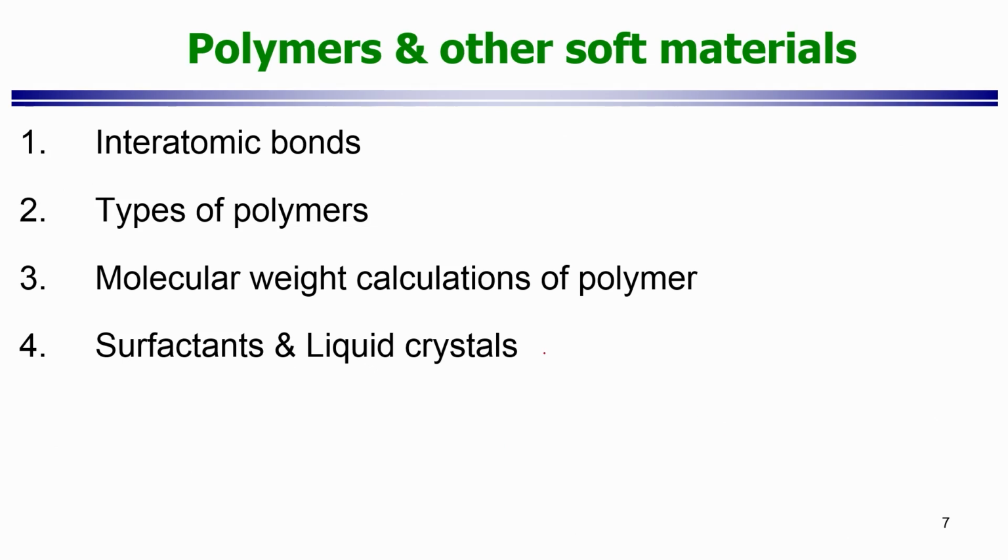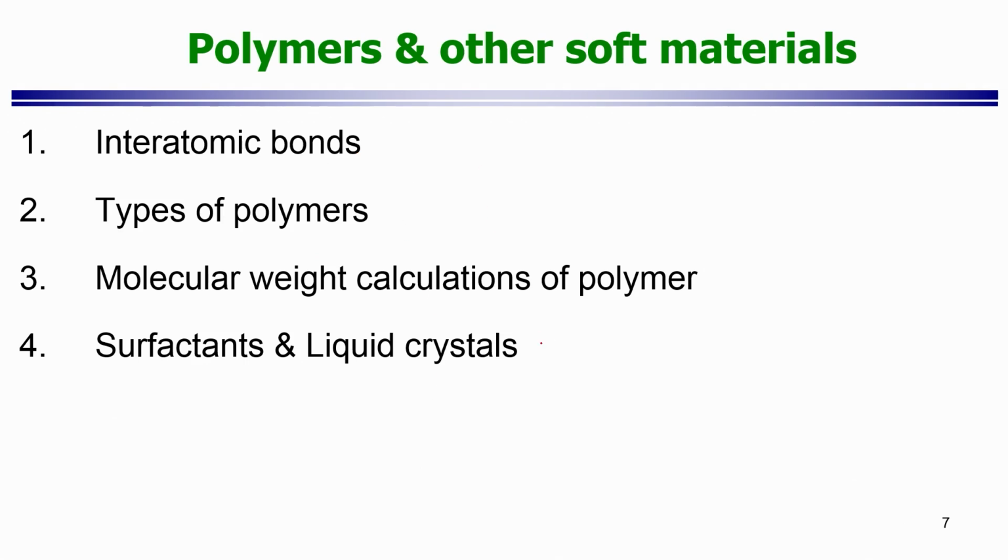Once we did that, we tried to familiarize ourselves as to why this sort of happens, and we discussed, because we already know that soft material refers to a collective of many different types of materials. We tried to discuss the different types of materials that fall under this category. So, we discussed polymers, we discussed surfactants and liquid crystals. To discuss these, we also discussed the preliminary ideas of the interatomic bonds and how they are relevant here.